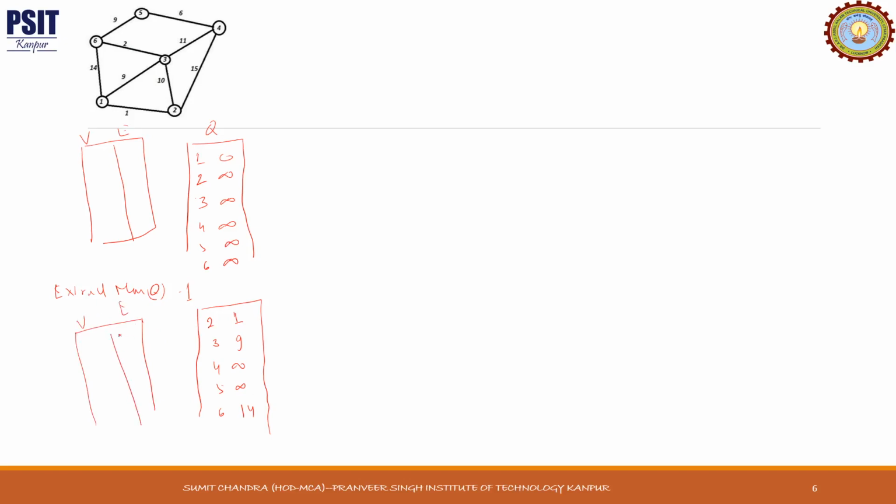So we are getting edge 1-2 from vertex 1, edge 1-3 from vertex 1, and edge 1-6 from vertex 1. Okay, again we'll do extract min. In this table the minimum weight we have is for 2, so 2 is extracted.